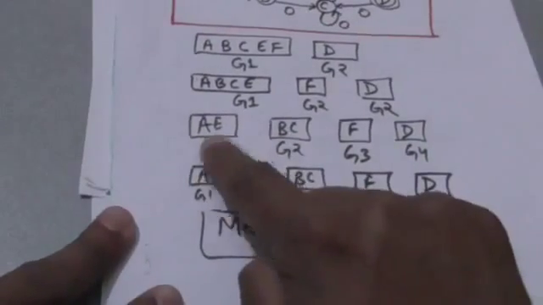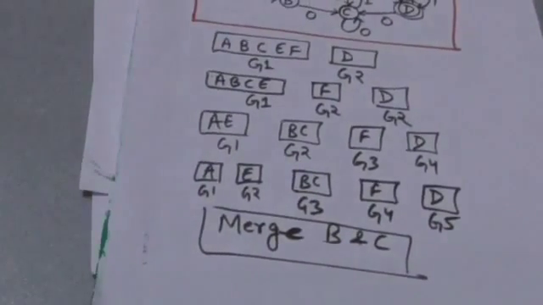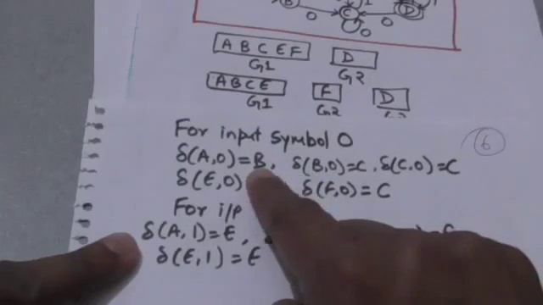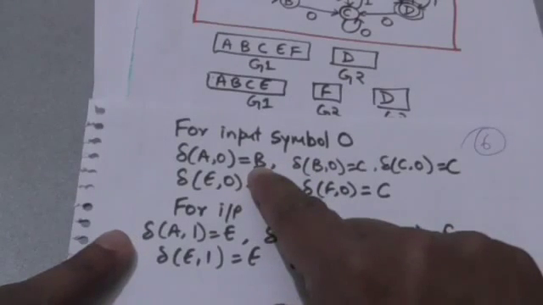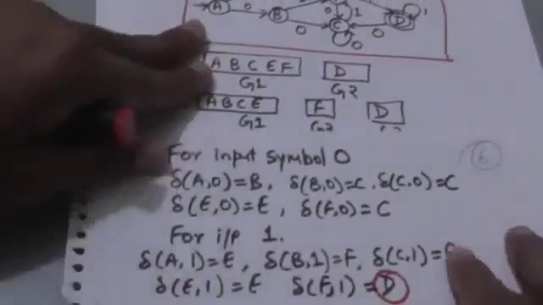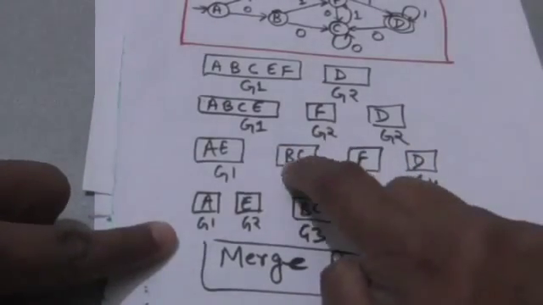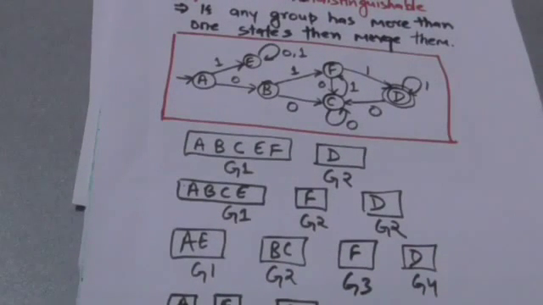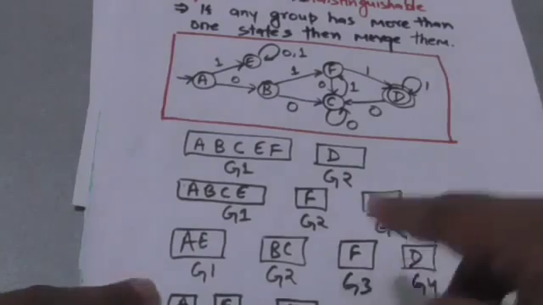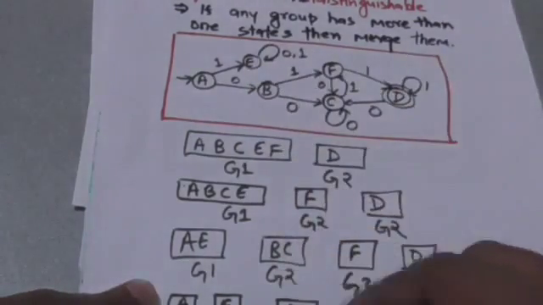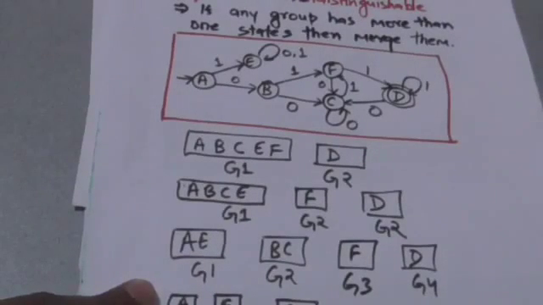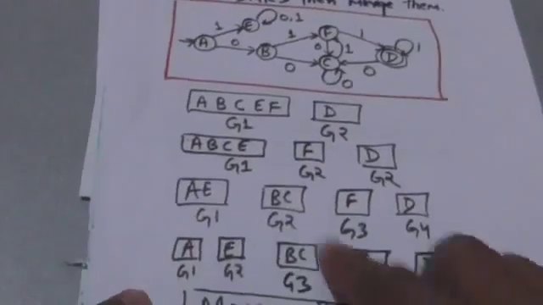Now we will try to divide this group which has states A and E, right. For input symbol 0, A has transition to B, right? A has transition to B, which belongs to group G2, right? And for 0, E has transition to E, which belongs to group G1, right.